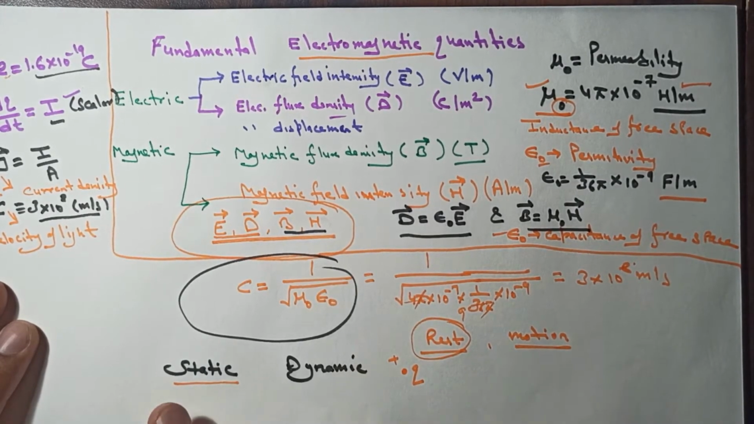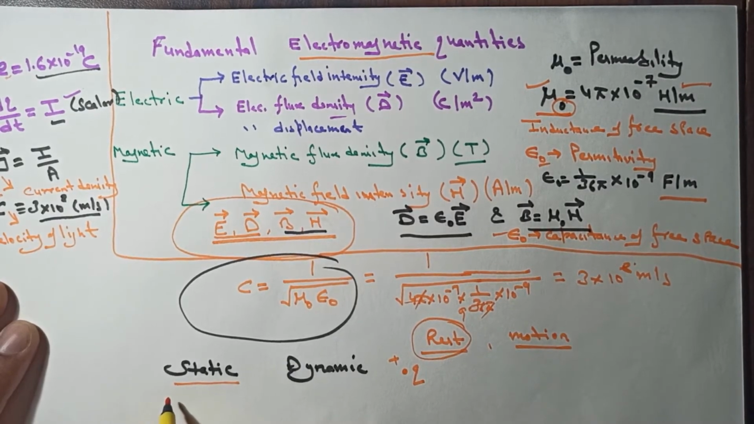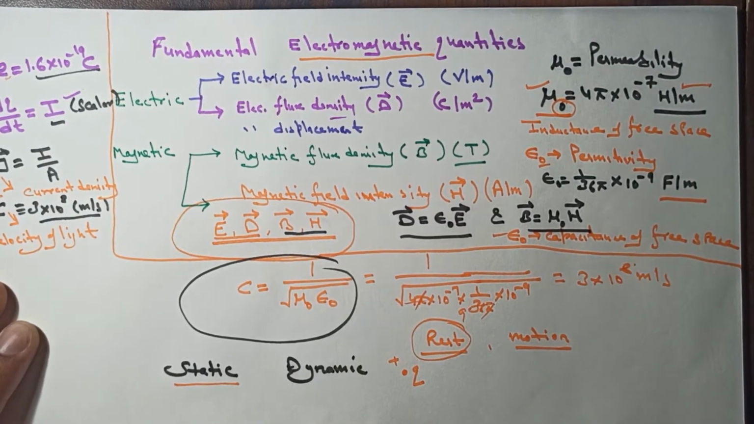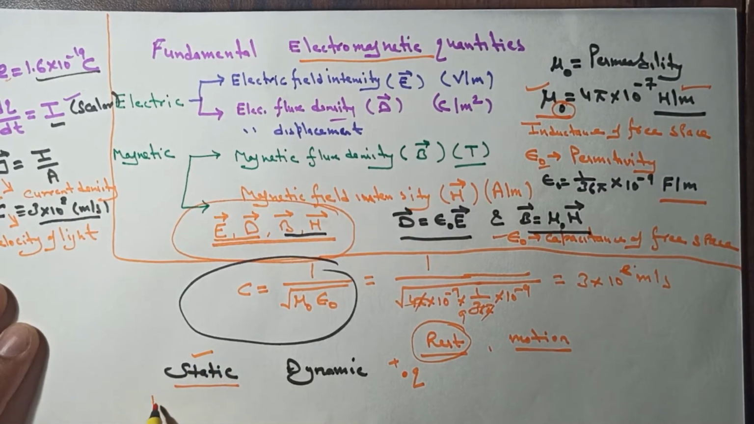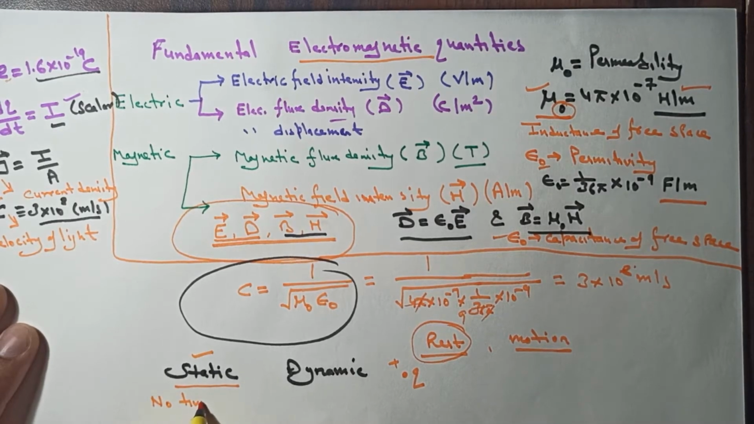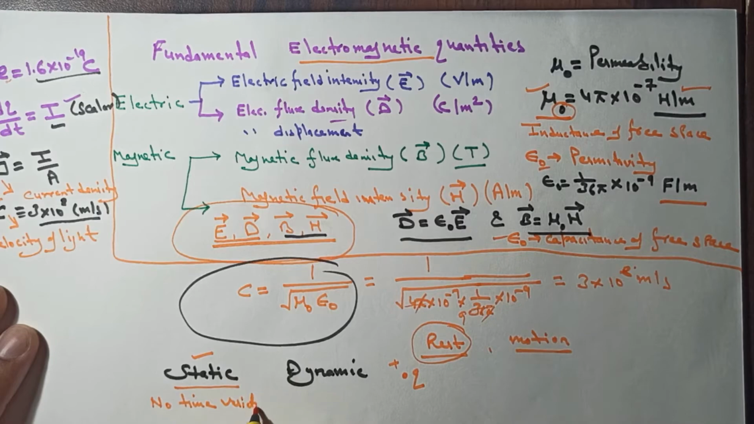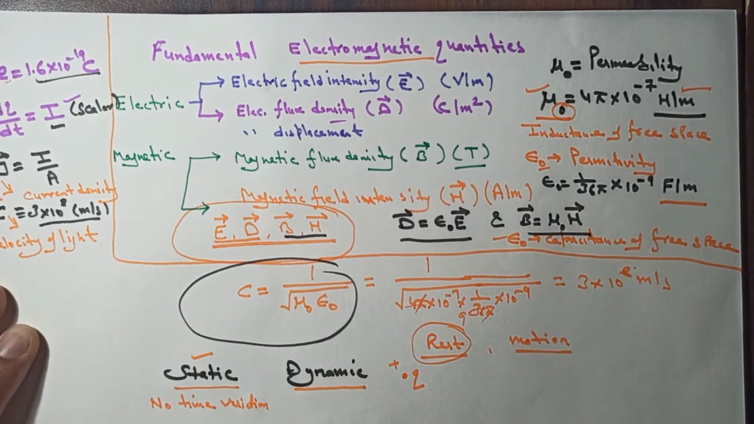So what are the static fields? The static case is when your electric field is not changing with time. The E field is not changing and the magnetic field is not changing with time. That case is the static case, with no time variation. Dynamic is when there is a time variation.